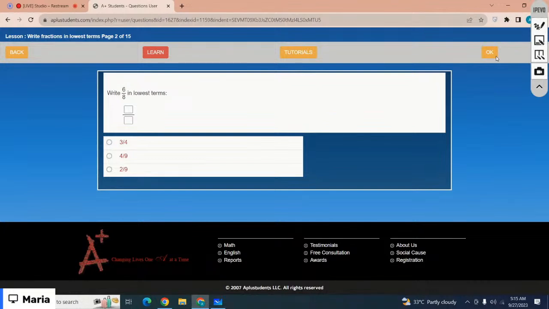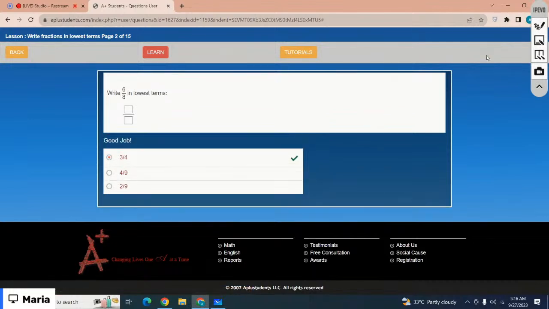Be careful. Okay, write 6 by 8 in lowest terms. So how do you write 6 by 8 in lowest terms? You can divide them by 2. 2 times 3 is 6 and 2 times 4 is 8. That would be 3 over 4.